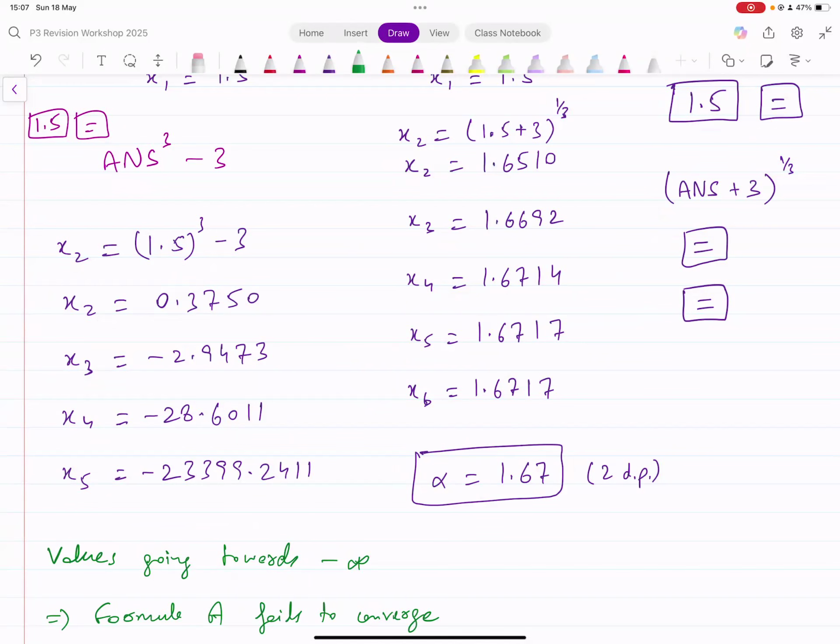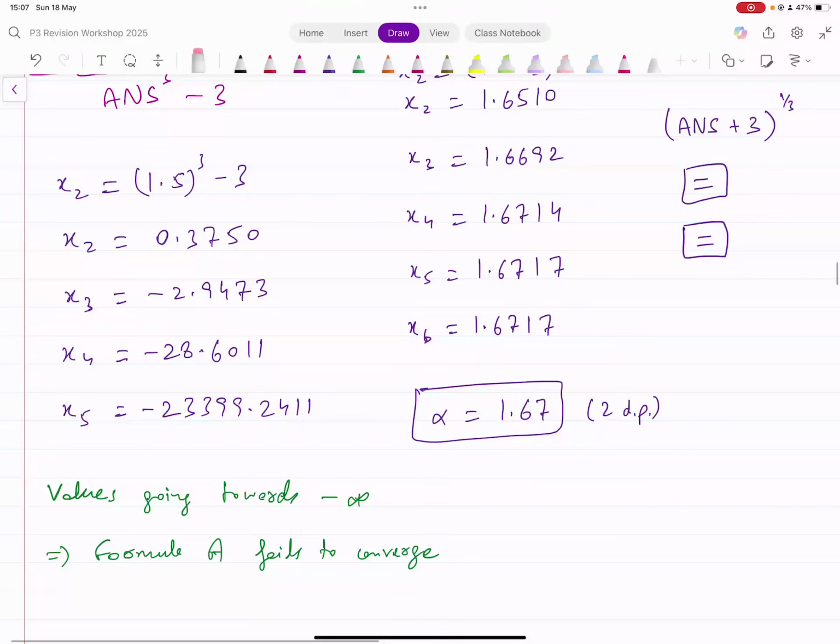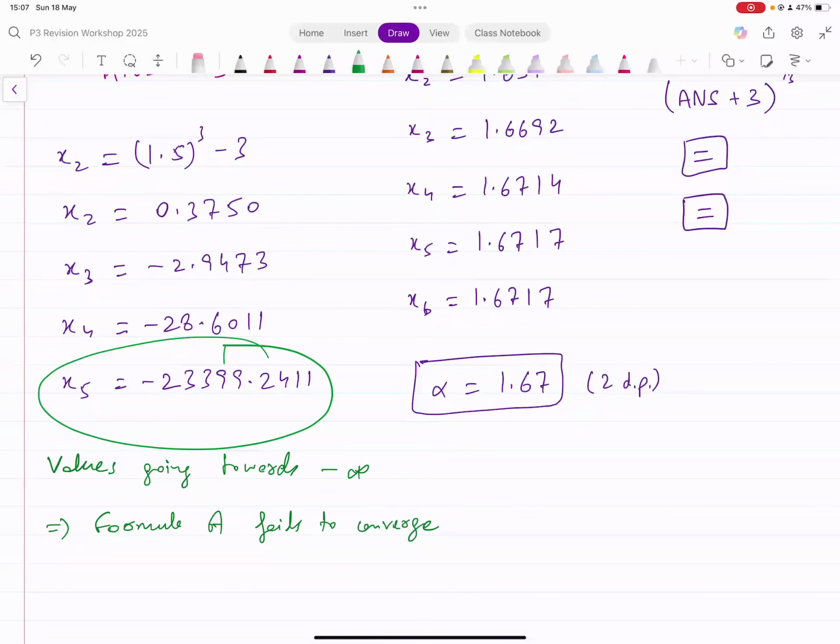So it's becoming 0.37 here, negative, more negative, even more negative, and if you keep going for a few more steps, it'll go towards negative infinity, right? Now, this is not converging. This is not becoming stable at any value. So that's what you say. This formula fails to converge.